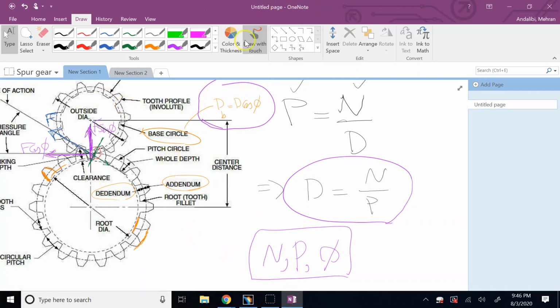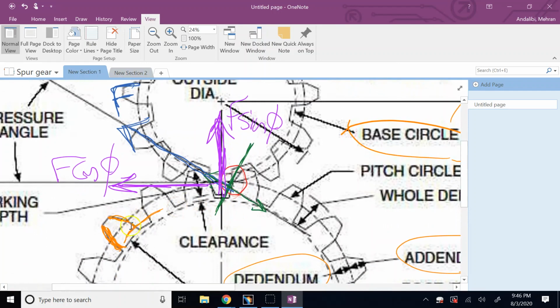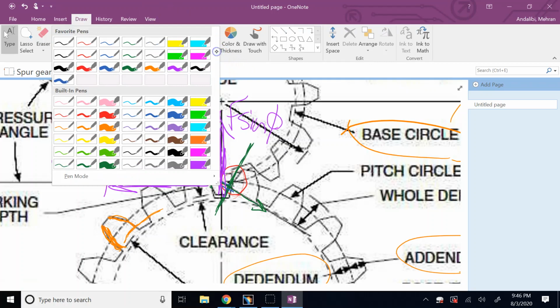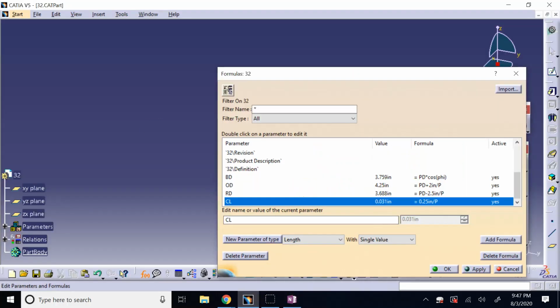And what is clearance? As I said, not all of the profile is involute, only the portion of it between the outer diameter and this base circle is involute. The part between the base and the root circle, this portion, is not involute, and in that area the two gear profiles will never touch each other. In this area, the two teeth profiles will never touch each other, and that is according to this formula. Good.